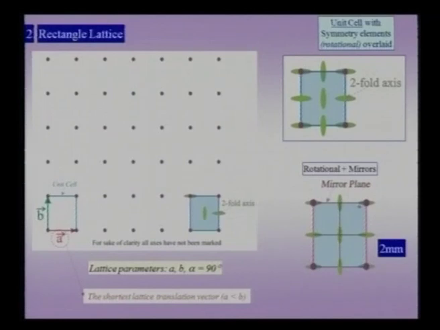To make the point clear, this is the symmetry of the lattice and not merely the symmetry of the unit cell which I have chosen, but it also happens to be the symmetry of the unit cell as shown in this figure, because I have chosen a unit cell in this case which has a symmetry which is completely commensurate with the symmetry of the lattice.